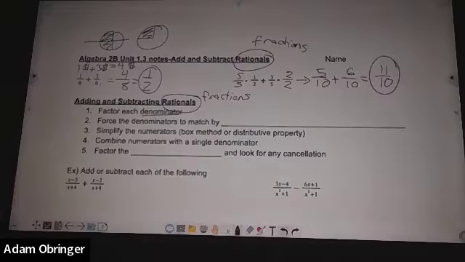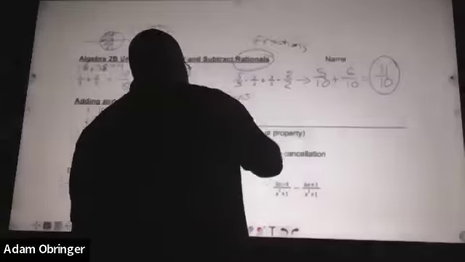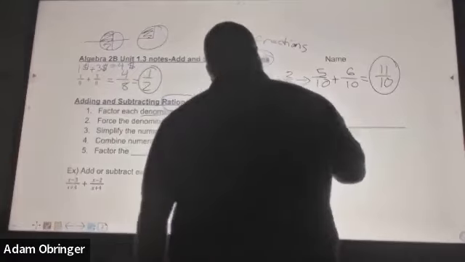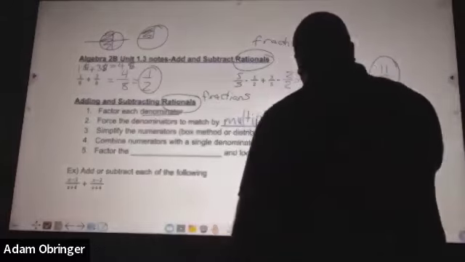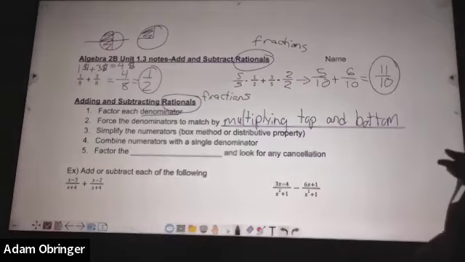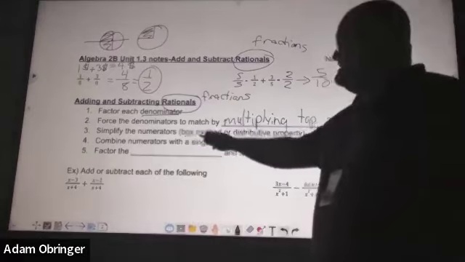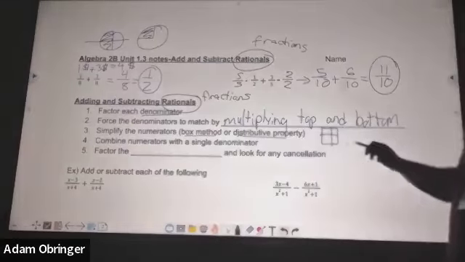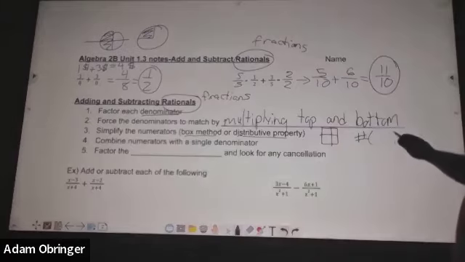You're going to force the denominators to match by multiplying top and bottom. Now I could say numerator and denominator instead of saying top and bottom. Could probably use the proper vocab, but I'm pretty tired. Step 3, you're going to simplify the numerators, whether it is through the box method, which is the one where we do the Punnett square, or the distributive property, which is where we take a number and we distribute it to each thing inside the parentheses.